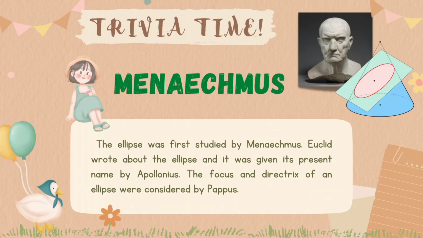Trivia time! The ellipse was first studied by Menaechmus. Euclid wrote about the ellipse and it was given its present name by Apollonius. The focus and the directrix of an ellipse were considered by Pappus.